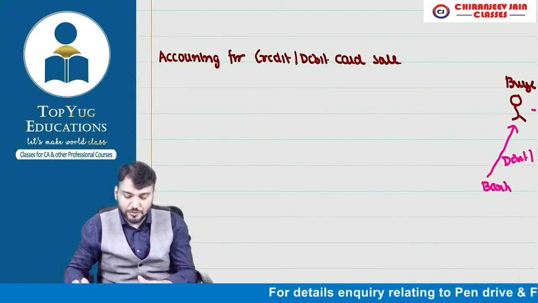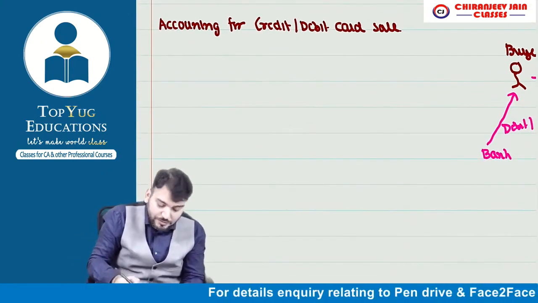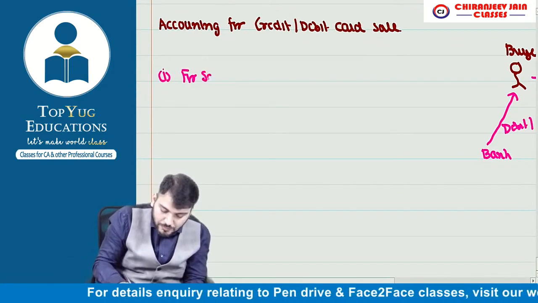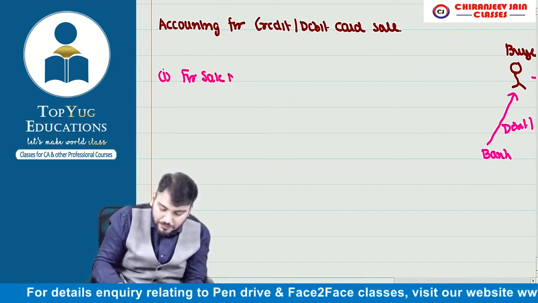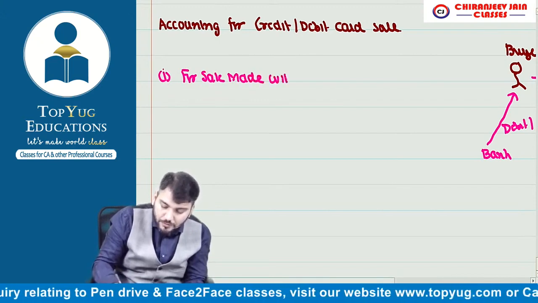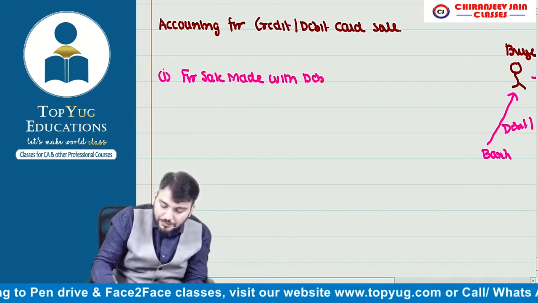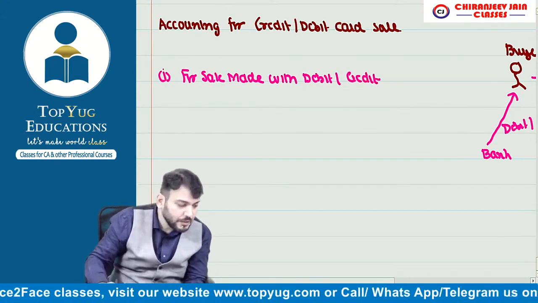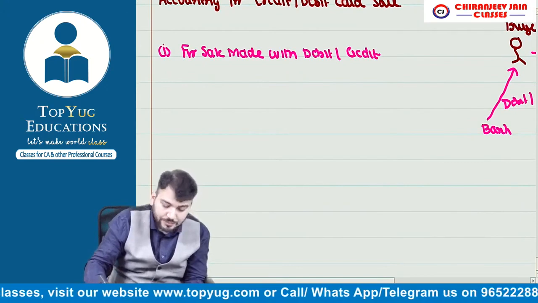We have understood. Correct? So बताओ, what will be the transaction for sale made with debit or credit card?